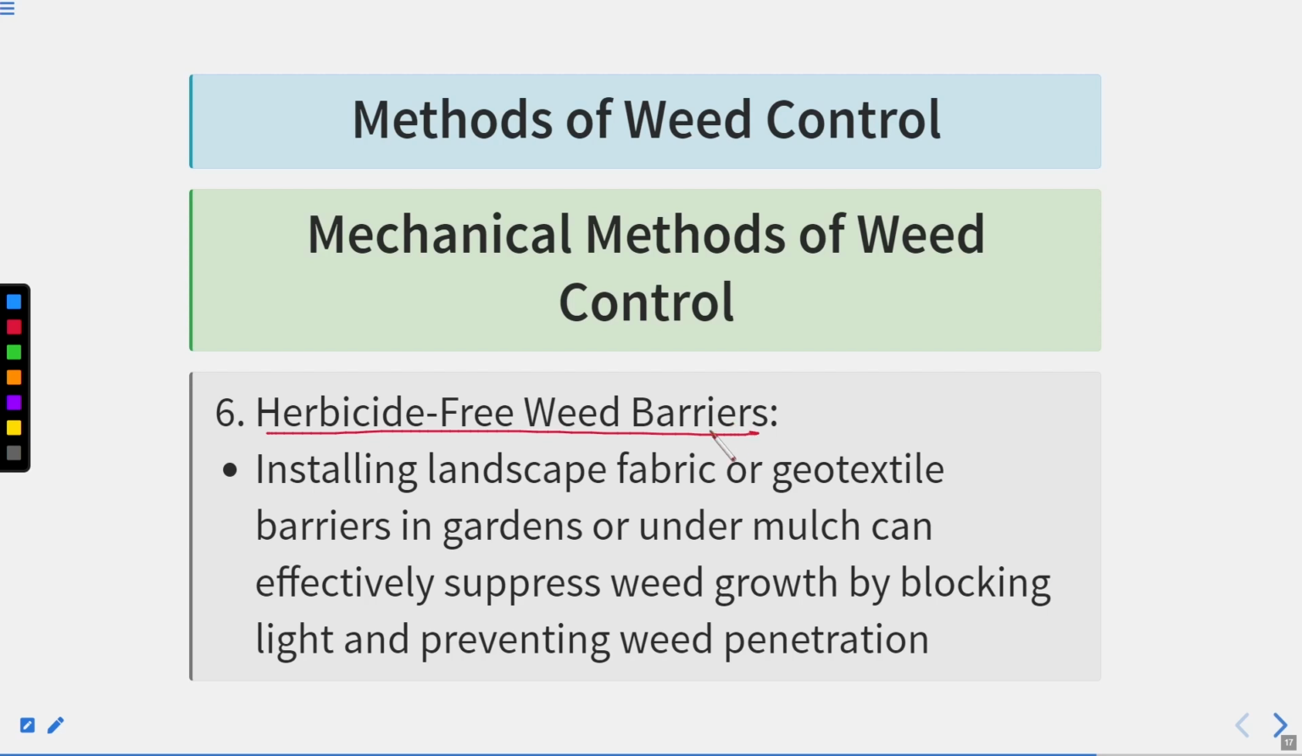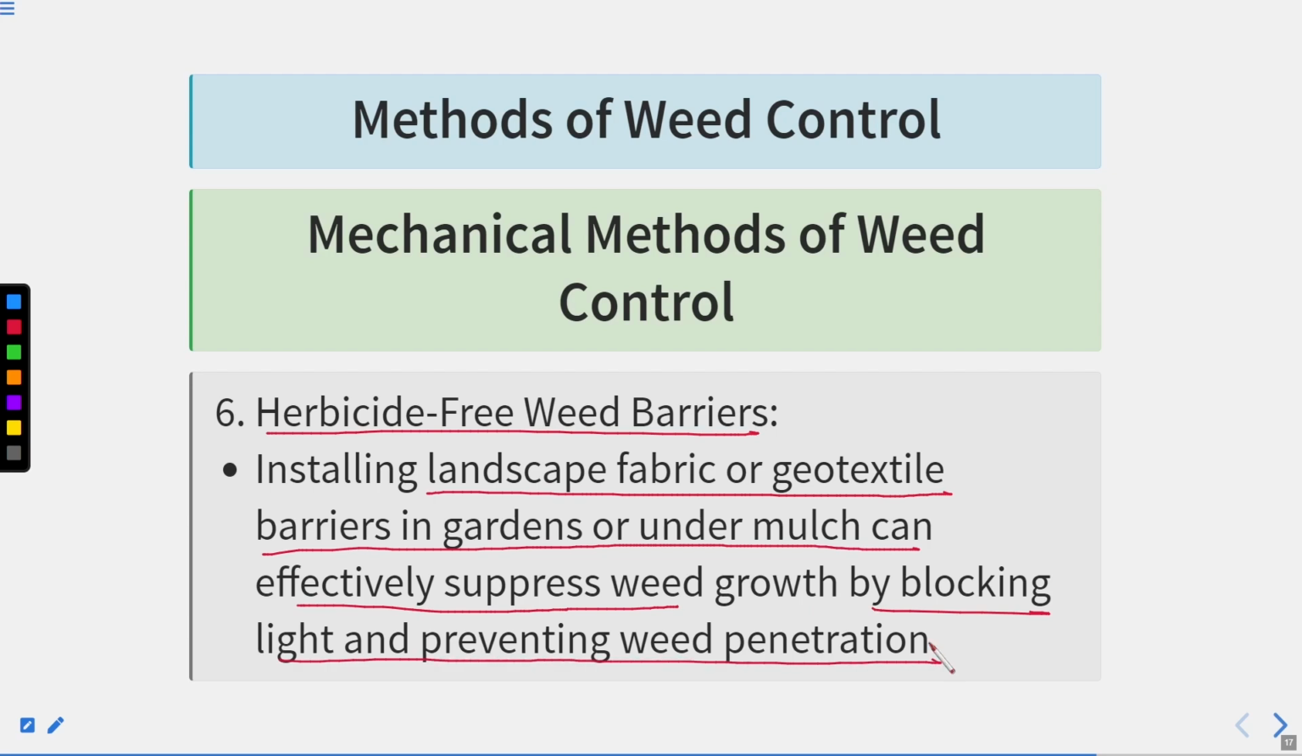Herbicide-free weed barriers. Installing landscape fabric or geotextile barriers in the garden or under mulch can effectively suppress weed growth by blocking the light and preventing weed emergence. So we can use some fabric material, that is geotextile, that can block the light and not allow the light to reach the weeds. And in that way, the weeds dry off and die.